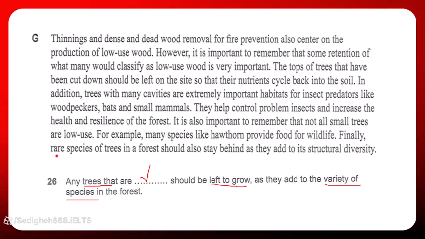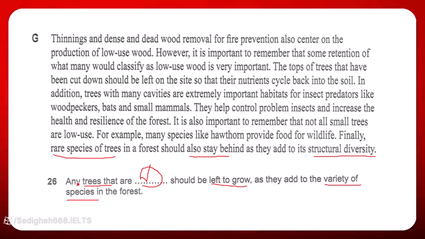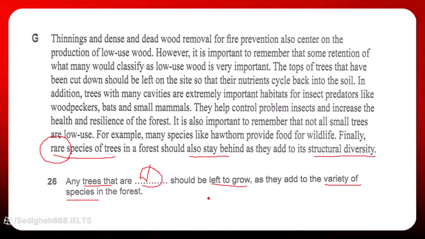Here we say, rare species of trees in a forest should also stay behind is the same as should be left, as they add to its structural diversity. Structural diversity is a phrase that is the same as variety of species. So we have to use an adjective here. What is the adjective? We have trees here and species of trees, so it is rare. Rare is the answer. Any trees that are rare should be left to grow.